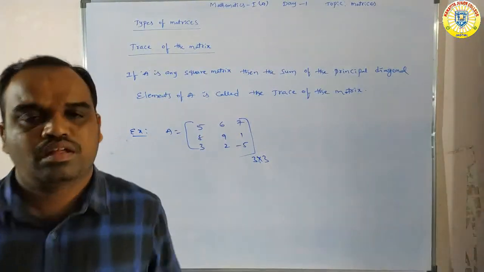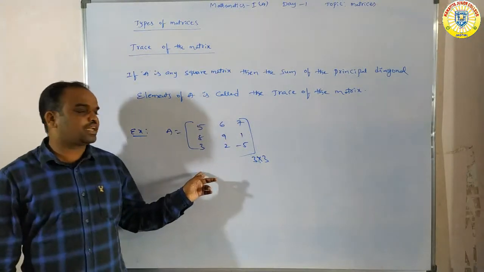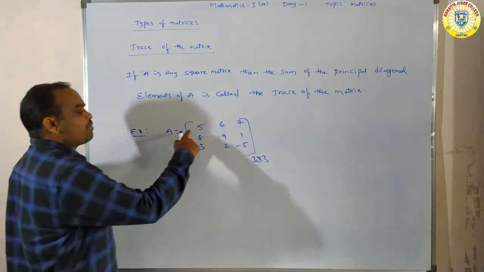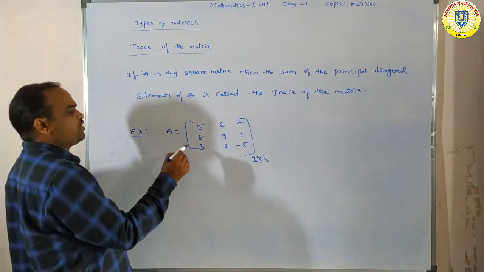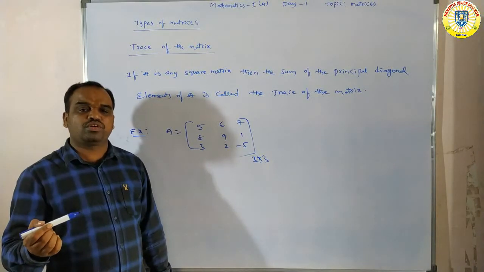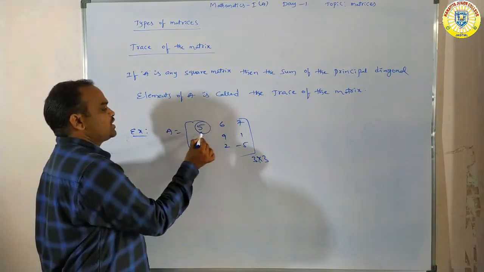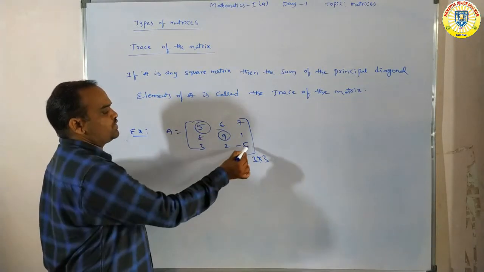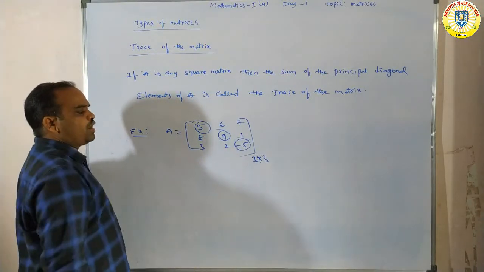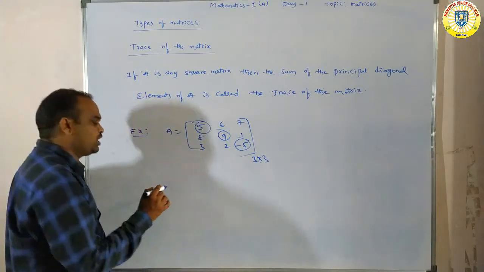Clearly this is which matrix? Square matrix. Yes or no? The sum of the principal diagonal elements of a square matrix. What is the principal diagonal element? The first element of the first row, second element of the second row, and the last element of the last row. These are called the principal diagonal elements. The trace of the matrix means the sum of the principal diagonal elements.